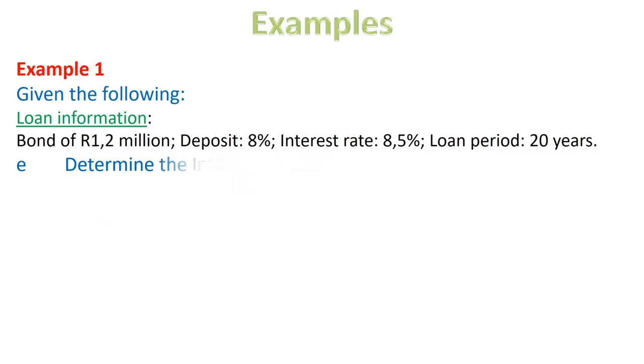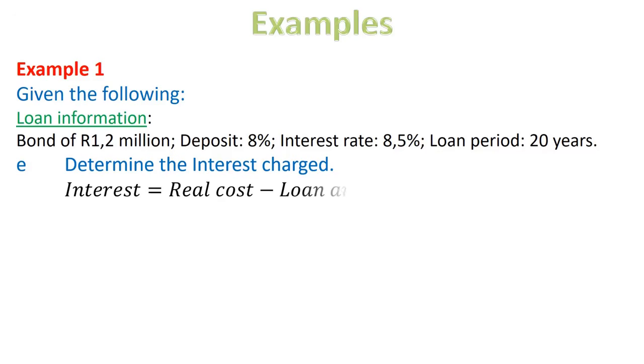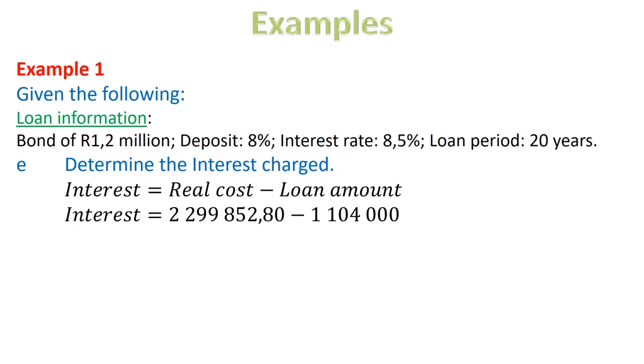E. Determine the interest charged. Again, we need to know our formula. Our interest charged is the real cost minus your loan amount. So my interest equals my real cost, just worked out as 2.2 etc. million, minus my loan amount, which we worked out to 1.1 etc. million.